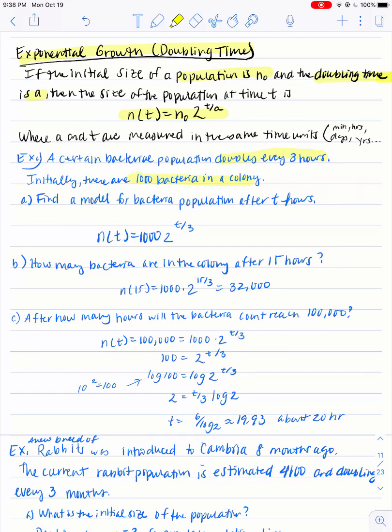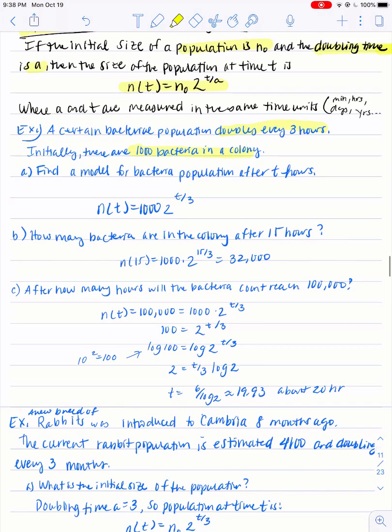And then our part B is how many bacteria are in the colony after 15 hours. So we want to plug in 15 for our t. So we have n of 15 equals 1,000 times 2^(15/3). And that's going to be 32,000 when we plug it into a calculator. So we have 32,000 bacteria in the colony after 15 hours.